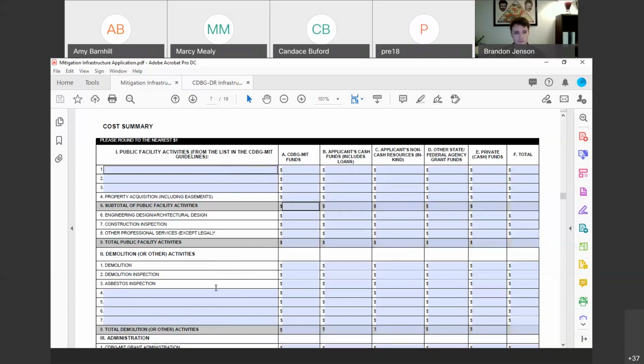This first column here, this is where you're going to pull the actual activity, the eligible activity list, which is found in the guidelines. Those are all online for mitigation planning and the DR infrastructure. So you will pull one of those eligible activity names and insert it here. And then it's fairly self-explanatory, just filling out who's paying for what. First column is for CDBG, MIT, or DR, applicant cash, including loans, non-cash resources, which is our in-kind match, other state or federal grant, and any private funds.